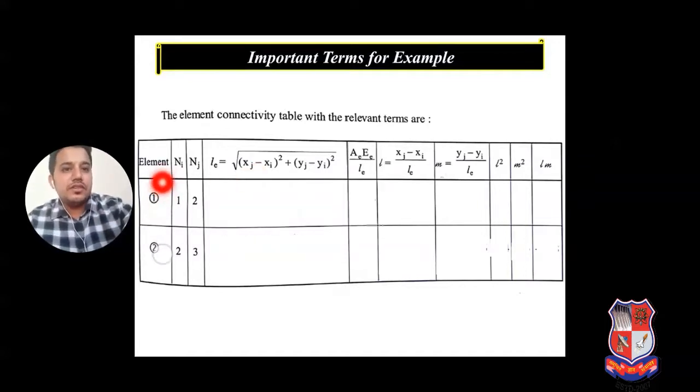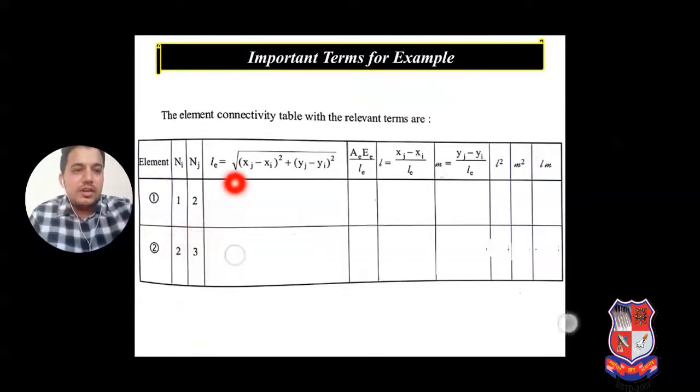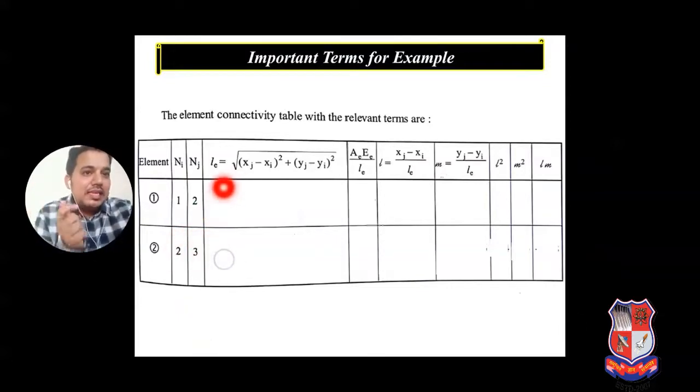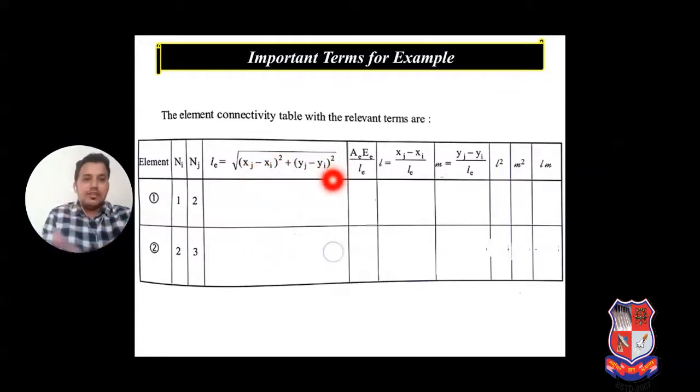The first is element 1 and 2, Ni and Nj. Ni means the starting node of the element, and Nj is the second node. The second element will vary from node number 2 to 3, that we already learned. But Le is a different thing. Le is the length of the element, which we can find out from the coordinates: square root of (x2 minus x1) squared plus (y2 minus y1) squared. So we can find the length of the element easily.